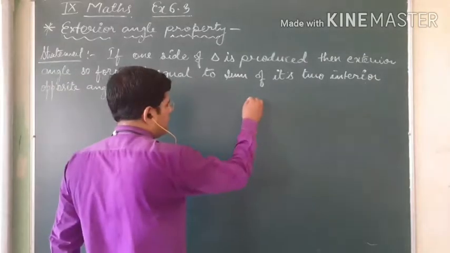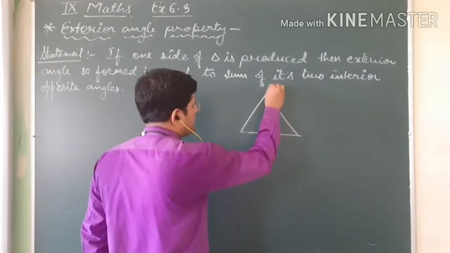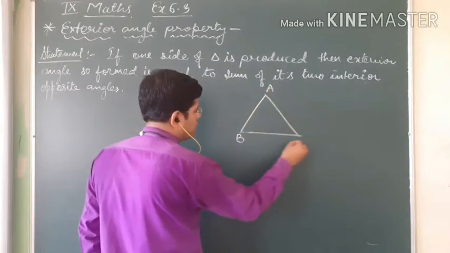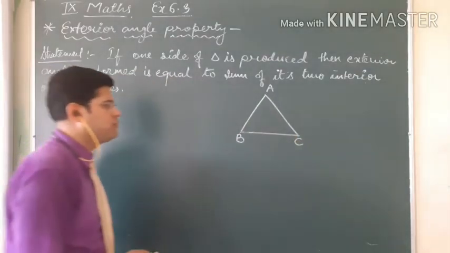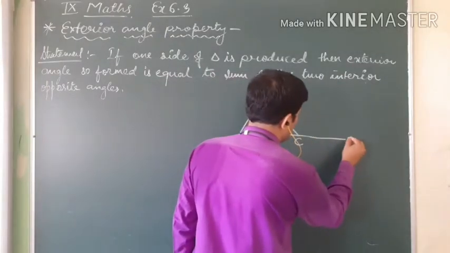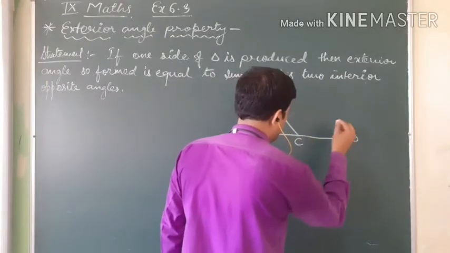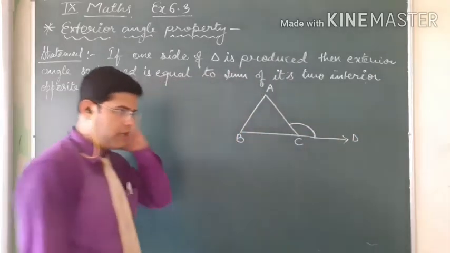So here we have a figure, because without a figure it is not possible to show anything in geometry. This one is a figure of triangle ABC. One of the sides is produced. So here I am going to produce this BC to D. So here an angle is so formed. This is known as our exterior angle.